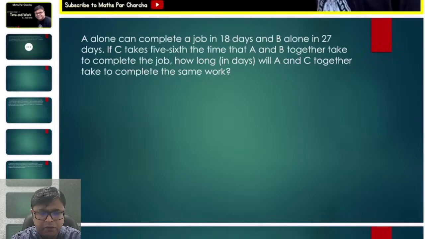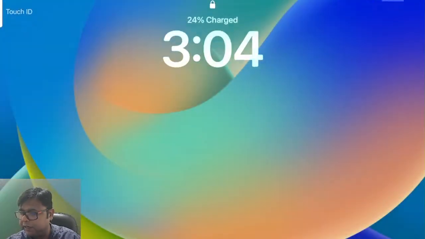No, 7.2 is not the correct answer. Yes, Vanshika, 6 is the correct answer. So 6 is the correct answer. So let's check.